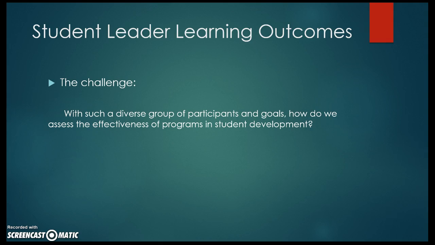So the challenge. In a classroom, a professor can give a student a test or have them write a paper. There's ways for them to measure that the information is being absorbed and understood. When you have a co-curricular activity, you don't really have those options. I can't give my Student Government Association a test to see if they understand Robert's rules. I can't give them a test to see if they can figure out how to run a successful event. So it's a challenge to figure out how to assess their development and also the success of the organization.